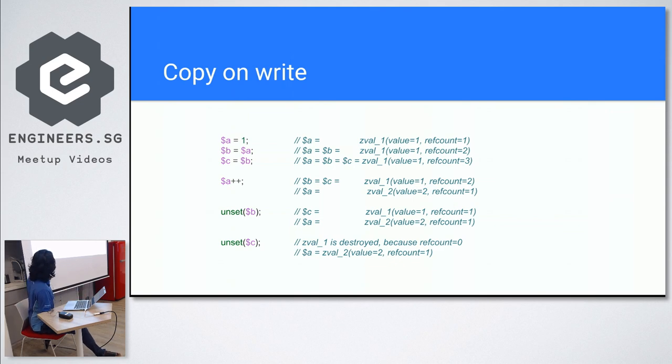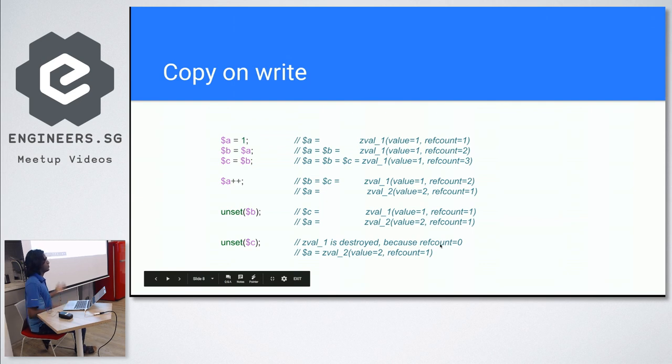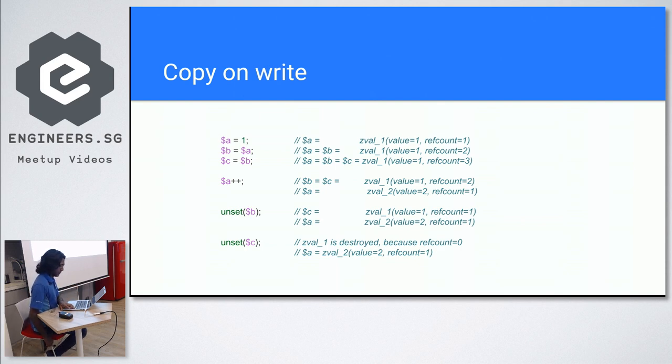So then you increment a. Now a is a totally different thing. So what happens is b and c stay on the same zval and a goes to another zval. You can see the ref count becomes 2 now, because there are only two variables pointing to it. And then a gets the value of 2 and the ref count 1. Then you unset b and the ref count decrements. You unset c, now the first zval decrements and ref count becomes 0. When ref count becomes 0, it indicates to the garbage collector that it's good to go. Delete this thing. So that's how the zval structure, ref counting and copy on write work. This is very common in most of the other programming languages also, I think. Any questions on this?